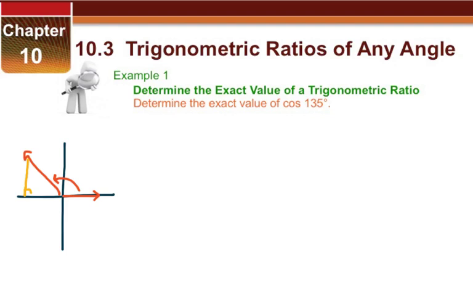Since this is a 45-45-90 triangle, we know the relationships between the sides. This bottom side is x, the left side is also x, and the hypotenuse is x root 2. And again, we know these relationships because this is a special triangle that we looked at in 10.2.